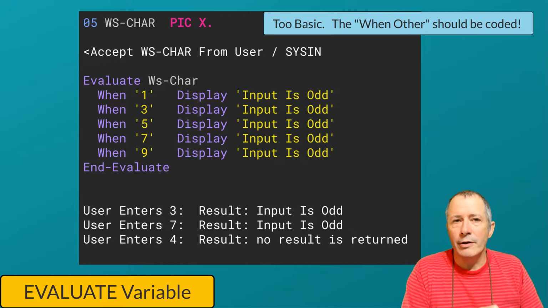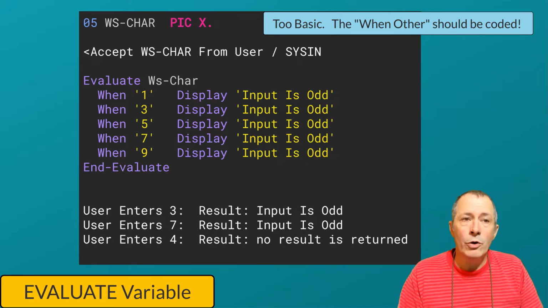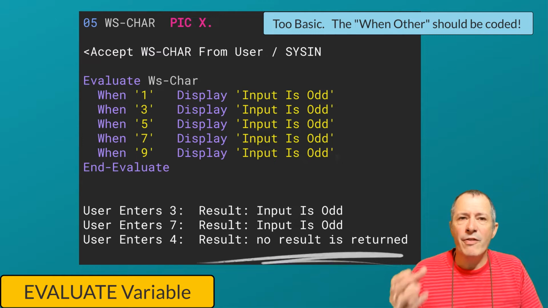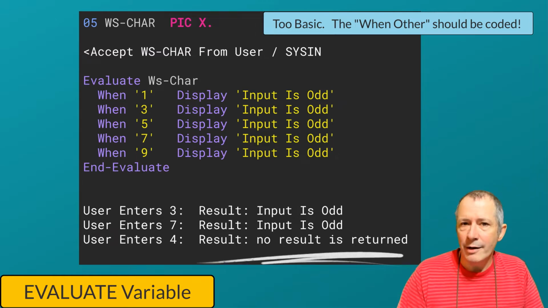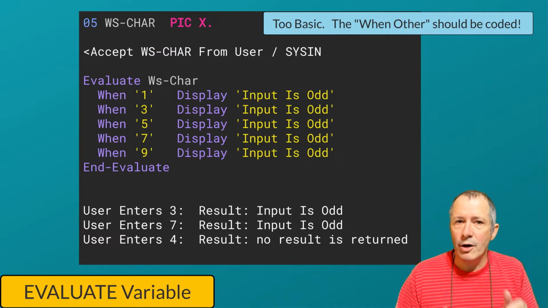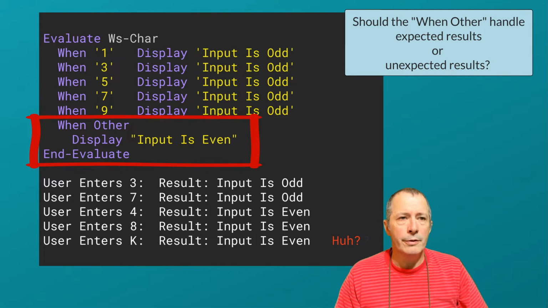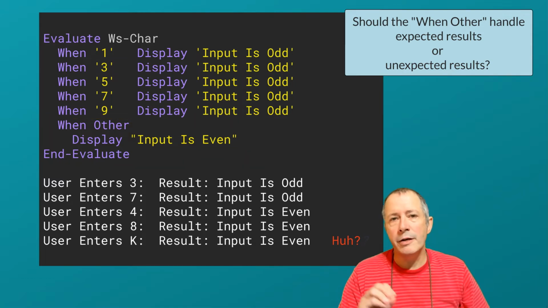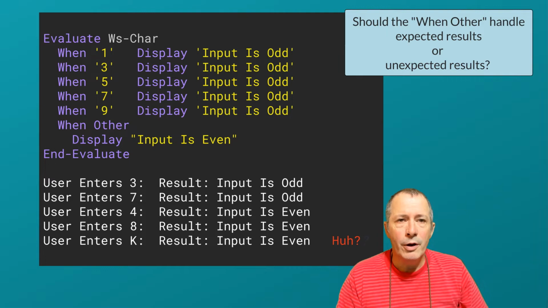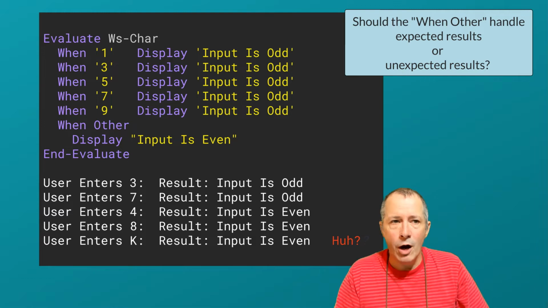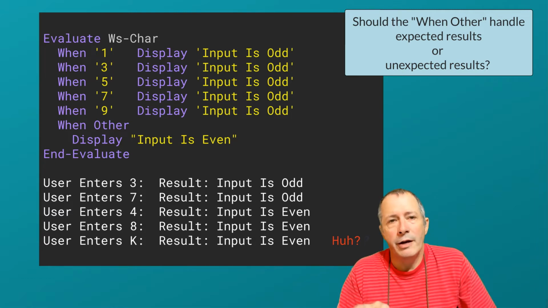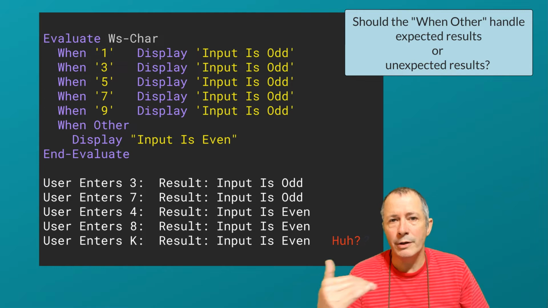If WS-CHARACTER contains a 3 or a 7, the result is a message that says input is odd. However, when WS-CHARACTER contains a 4, nothing happens. Is that the design intention, or did the programmer forget to code the WHEN OTHER clause? This shows the same EVALUATE with the WHEN OTHER clause coded. The WHEN OTHER puts out a message that says input is even. Thus, when WS-CHARACTER contains 3 or 7, the message is input is odd. When WS-CHARACTER contains 4 or 8, the message is input is even.